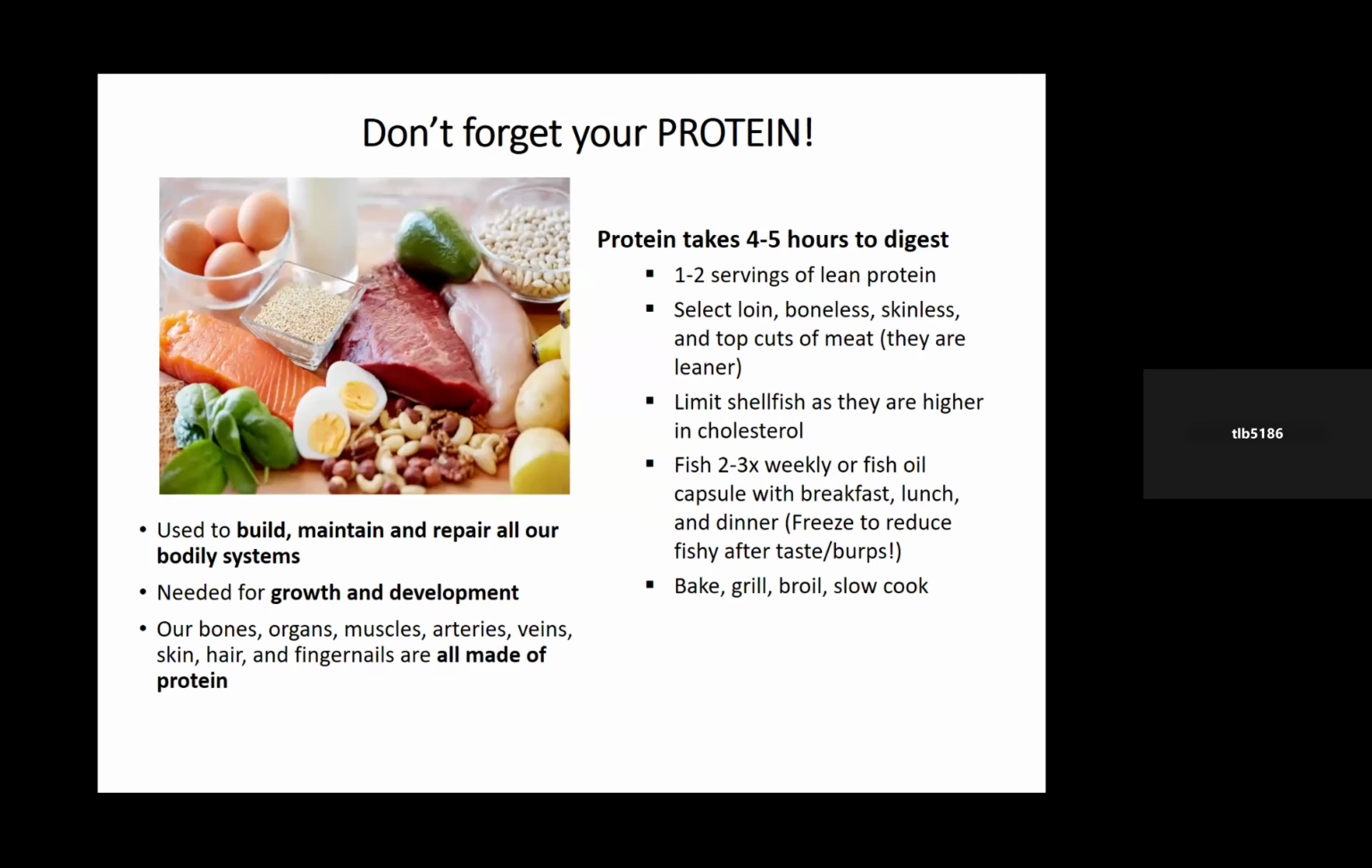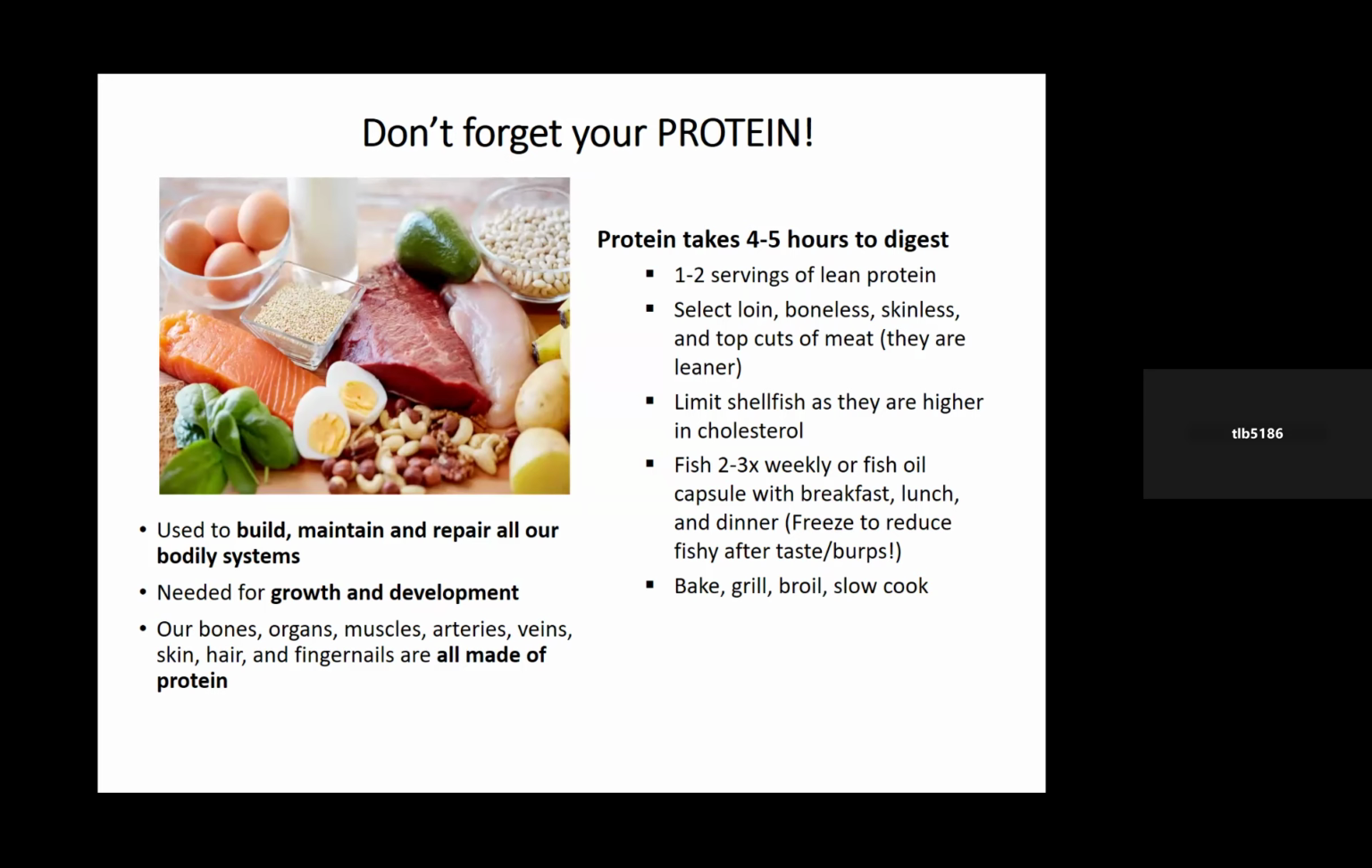So let's not forget our protein. Protein can take up to 4 to 5 hours to completely digest. And that protein, when it binds with those carbs, slows down that release of sugar in the bloodstream.